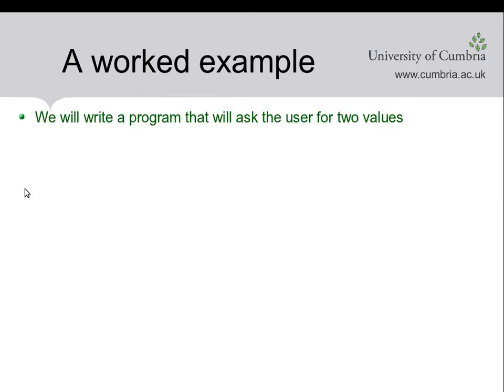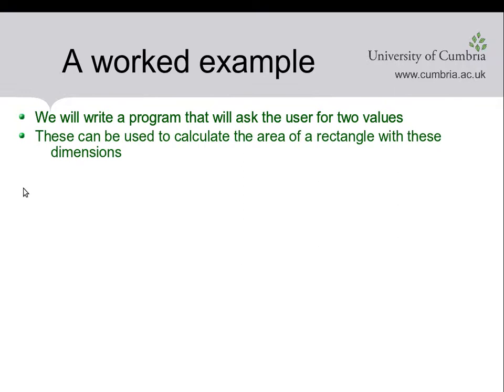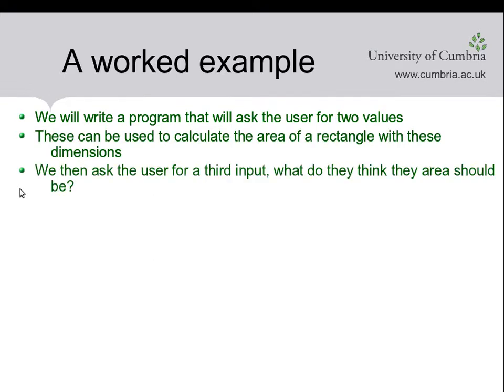So let's write a program that will ask the user for two values, and these values can then be used to calculate the area of a rectangle with those dimensions. So it's virtually the same as the program we wrote earlier on in this session. This time, however, we're going to ask for a third input. We want the user to work out for themselves what they think the area should be and enter that value in as a guess. And our program will then do a couple of things.